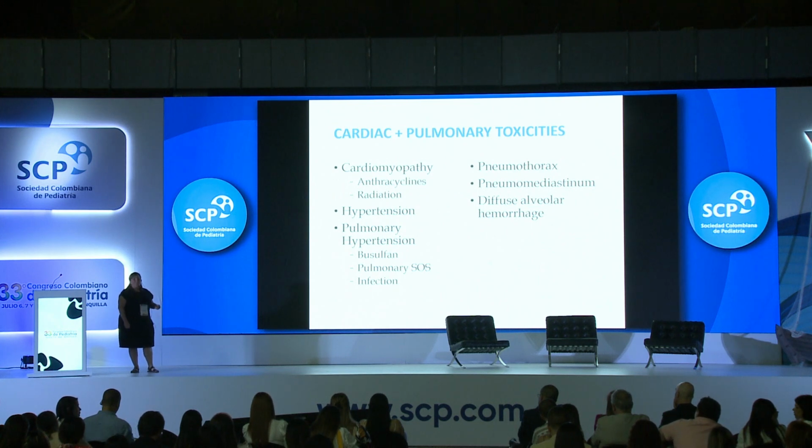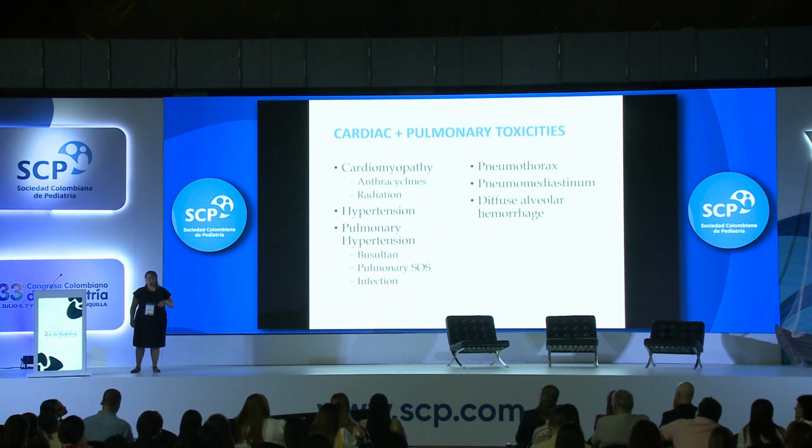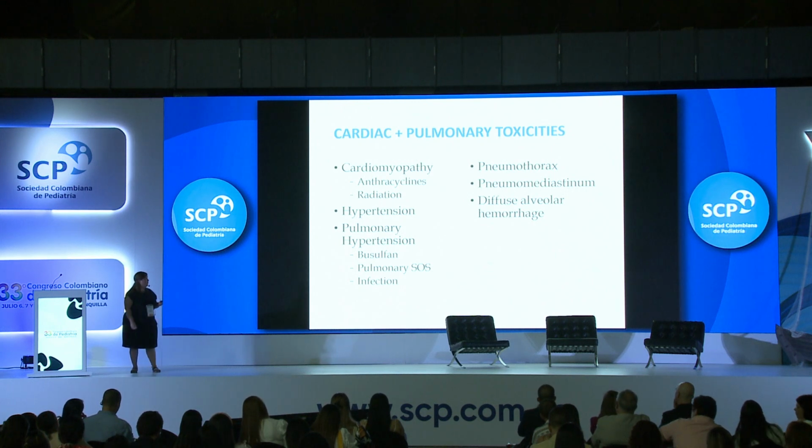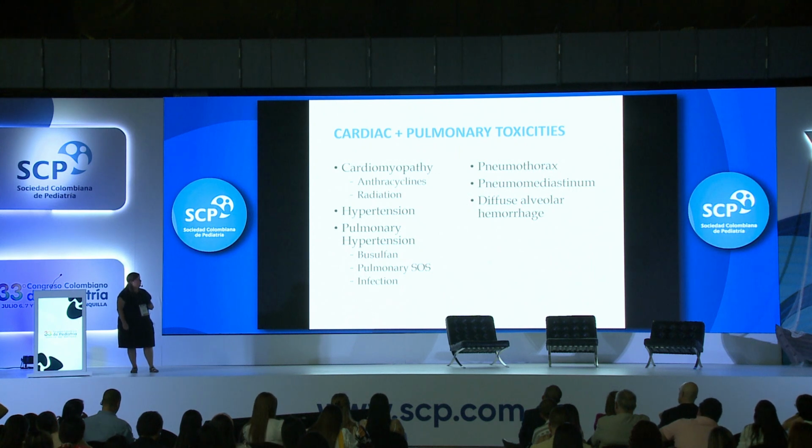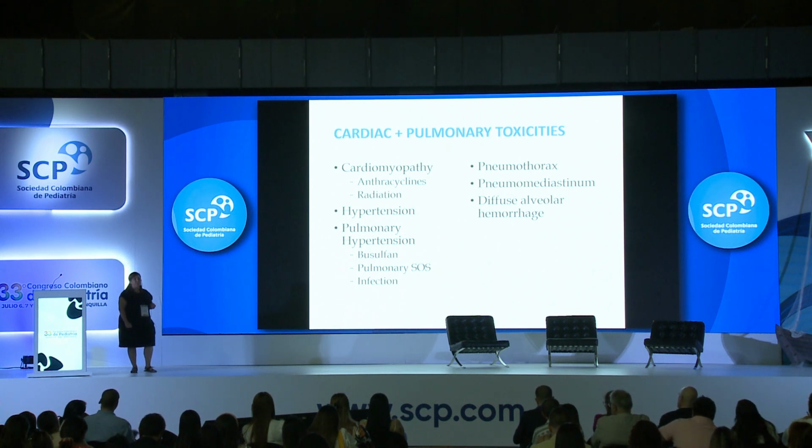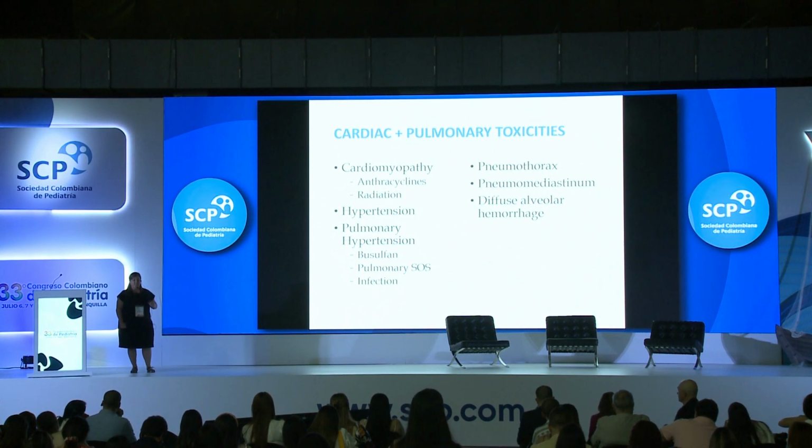Then many of our therapies can cause significant toxicity to other organs that can sometimes present as an urgent or emergent clinical scenario. So our patients can present with overt heart failure due to cardiomyopathy, due to anthracyclines or radiation. They can have hypertensive emergency due to a number of different types of chemotherapies we give or other treatments. They could have pulmonary hypertension due to conditioning regimens from stem cell transplant or infection.